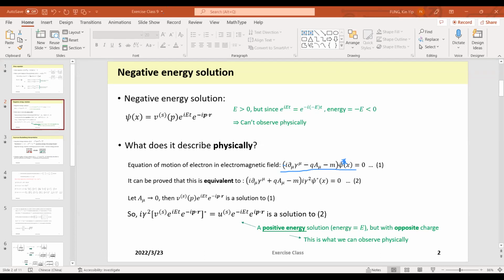Mm-hmm. Then we multiply by i gamma 2 on the left-hand side. Mm-hmm. And let me see. Okay, I believe you can do a number of operations to bring equation one to equation two. That's basically the idea.